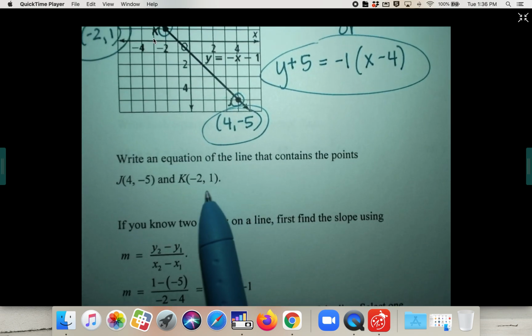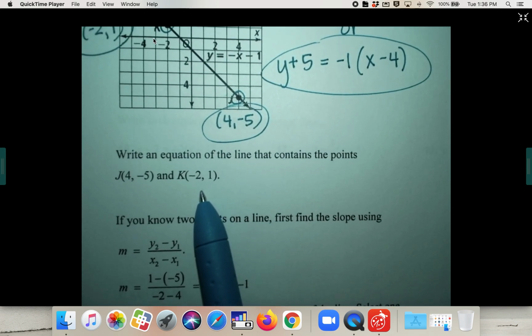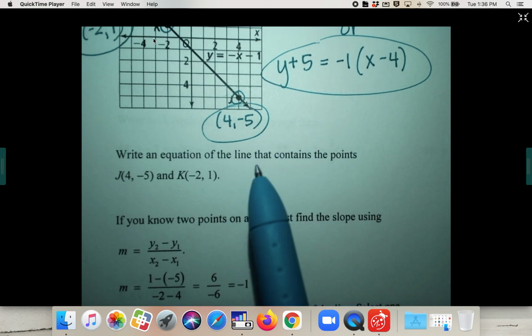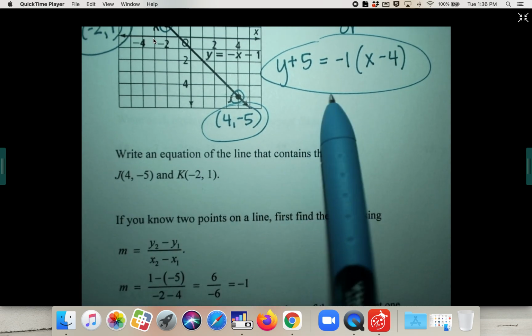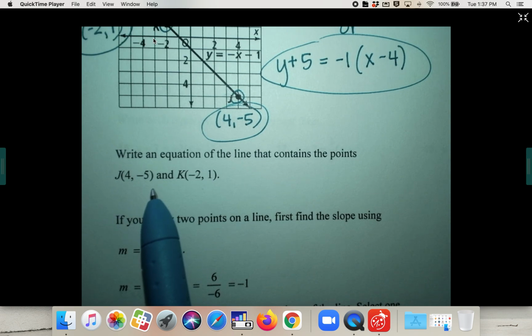All right, so let's do this. It says write an equation, and I think they mean in point slope form because that's what we've been using for this section. So first we need to find the actual slope.